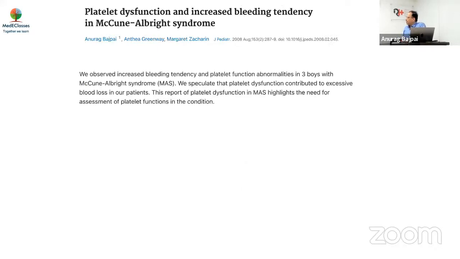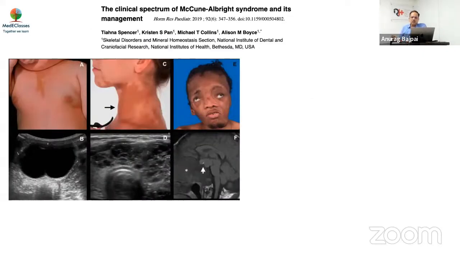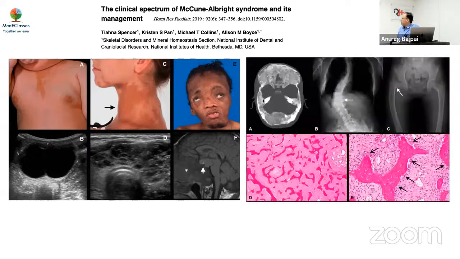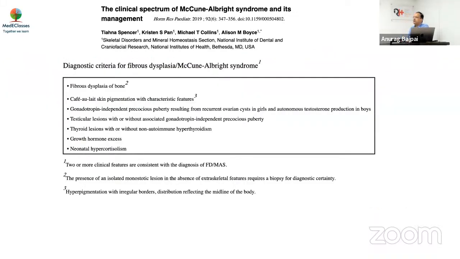We also identified that there are platelet dysfunctions which may happen in the setting of McCune-Albright, about which we need to be cautious. So the classical phenotype of TSH, GHRH, or ACTH or MSH is much wider as far as McCune-Albright is concerned. You can have, of course, cafe au lait spots, large ovarian cyst, thyromegaly, thyrotoxicosis, along with thyroid nodules which may develop. You may have a growth hormone excess, and you can have multiple areas of involvement like skeletal dysplasia and fibrous dysplasia.